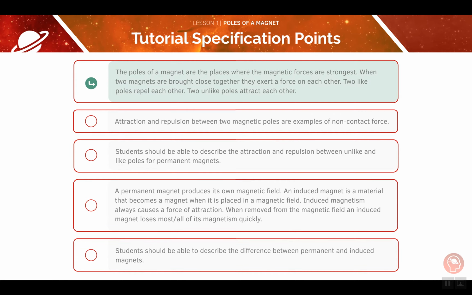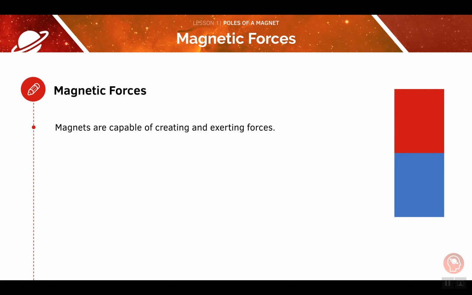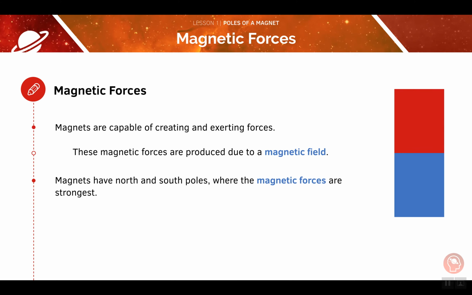We'll start off with the poles of a magnet. Magnets are capable of creating and exerting forces. These are called magnetic forces, and they're produced due to a magnetic field. Every magnet will have 2 poles, a north pole and a south pole. These are the places where the magnetic forces will be the strongest.